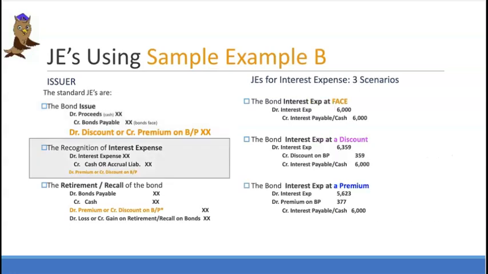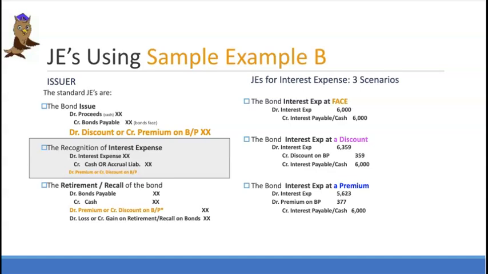Moving on to the recognition of interest expense JE, we see that it includes always a credit to an interest payable account if we accrue interest, or to cash if we're paying instead. In the case of example B, when issuing bonds at face, the interest payable or cash credit is the very same amount as the debit to interest expense, in this case $6,000.